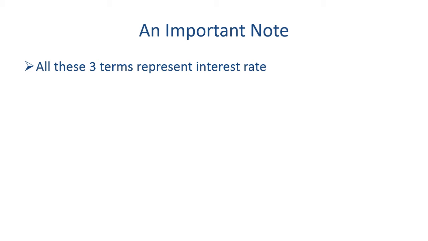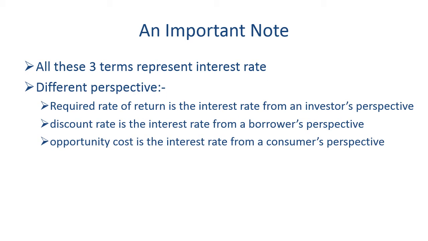Please note that all these three terms represent interest rate, but they explain interest rate from different perspectives. Required rate of return is the interest rate from an investor's perspective, discount rate is the interest rate from a borrower's perspective, and opportunity cost is the interest rate from a consumer's perspective.